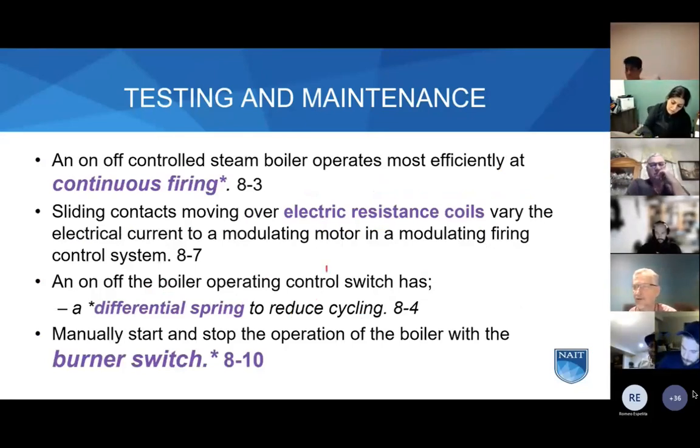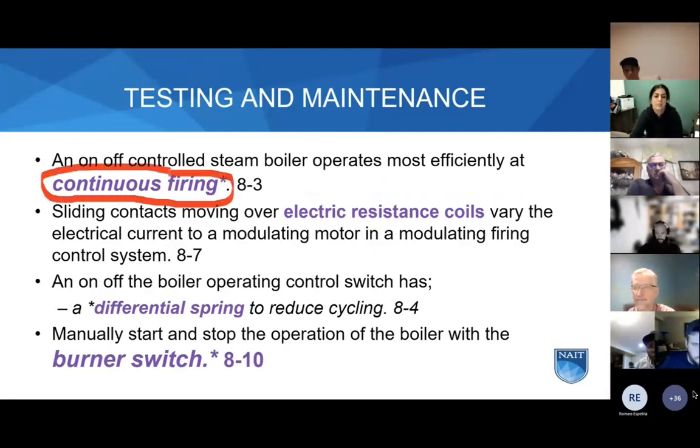On-off controlled steam boiler operates most efficiently at continuous fire. If we could design our system to be the perfect size for all conditions, we could run it flat out all the time. That would be the most efficient.